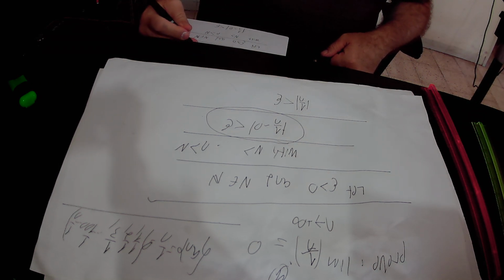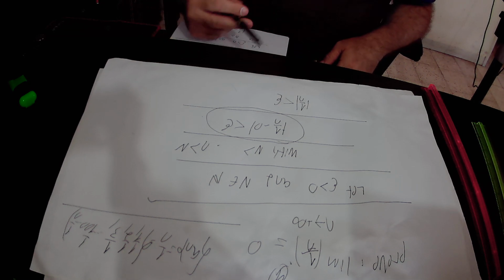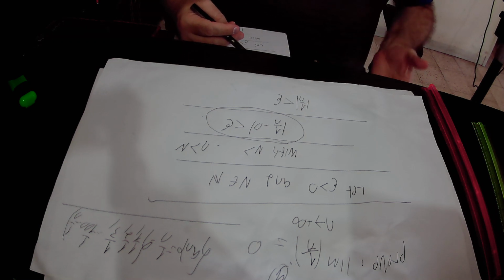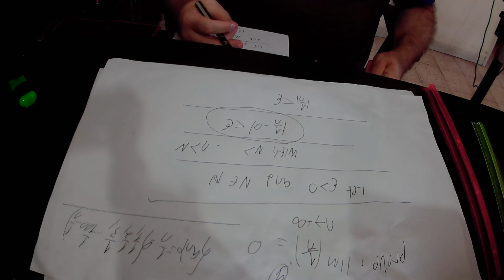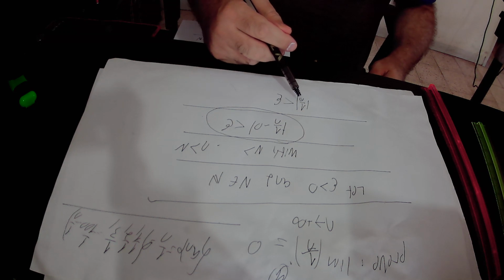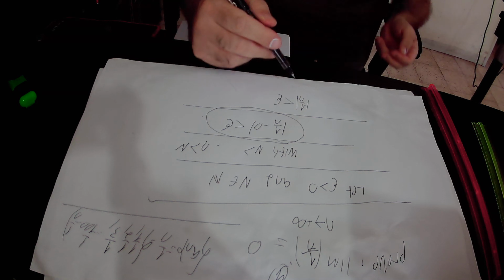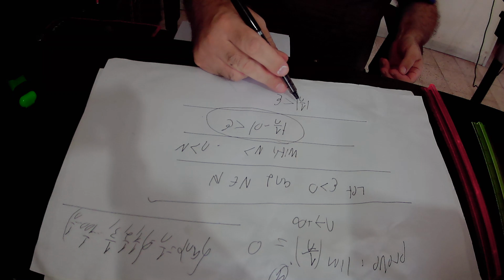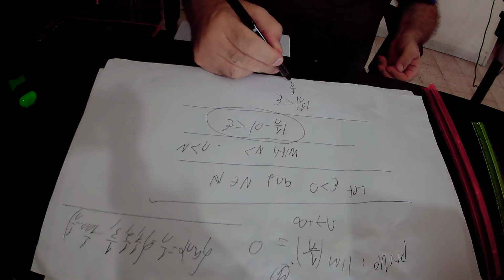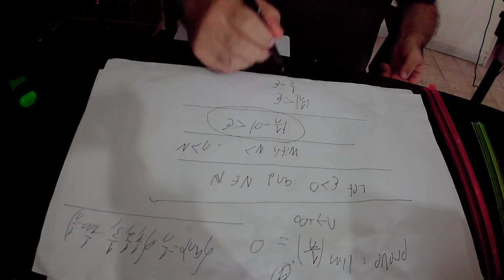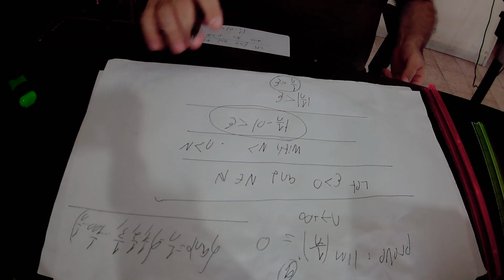And because n belongs to the natural numbers, 1 over n must be a positive number. And the absolute value of any positive number is the positive number itself. The absolute value of 5 is 5. So we can cancel out the absolute value, because the absolute value of 1 over n is 1 over n. So we get the inequality that 1 over n is less than epsilon. Okay.